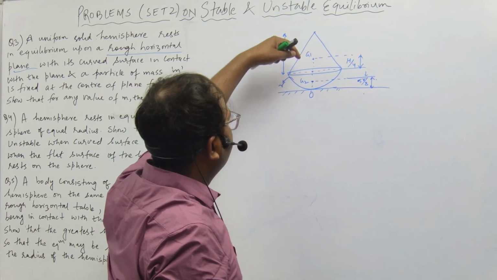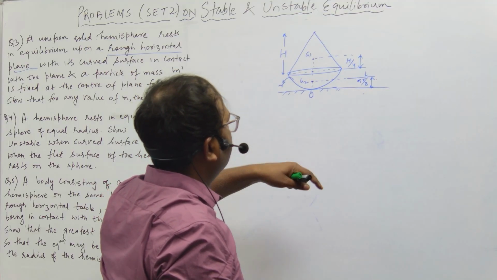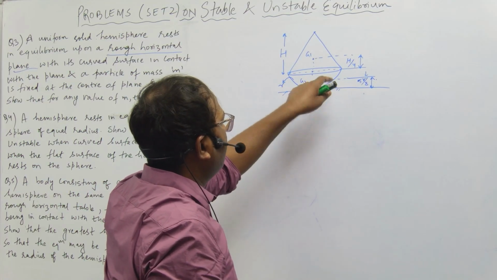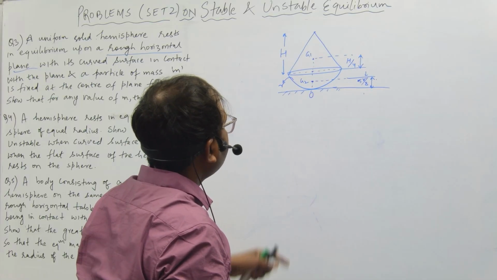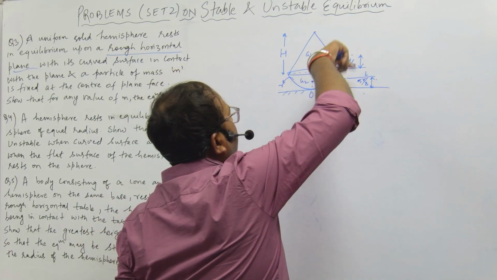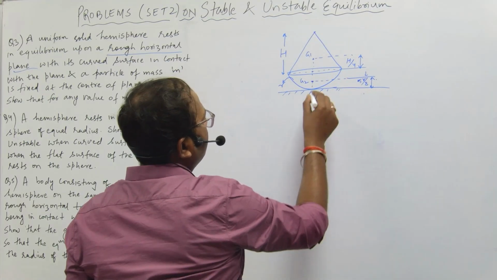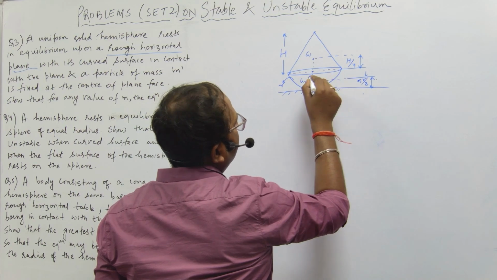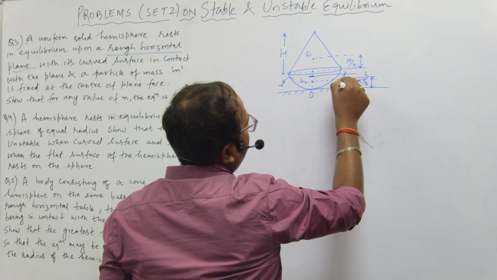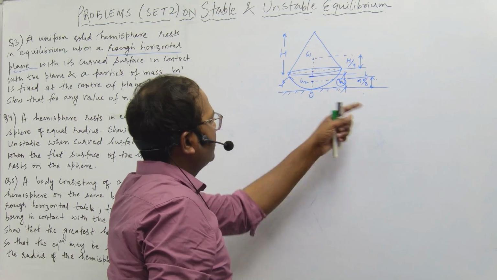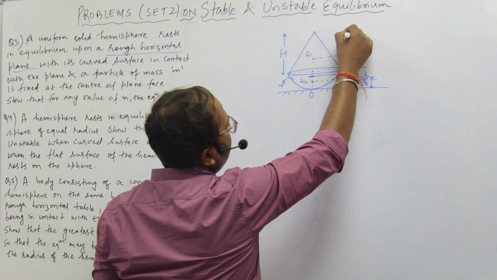Because in the case of a hemisphere, the distance of the center of gravity from the plane surface is 3r upon 8. So from the curved surface it will be r minus 3r upon 8, that is 5r upon 8. So for the combined system consisting of the cone and the hemisphere, the center of gravity will lie somewhere here, at a distance of h from this surface. Let us find the value of h and let us take the density as rho.